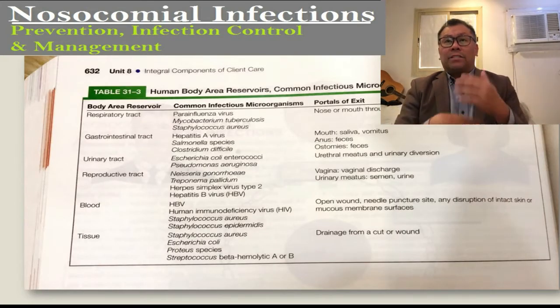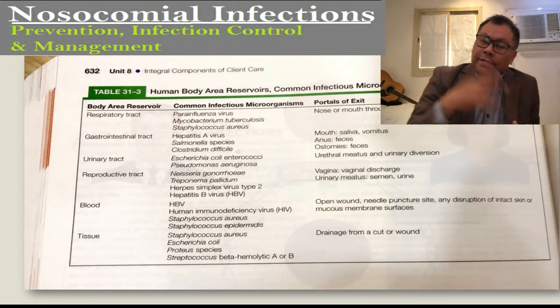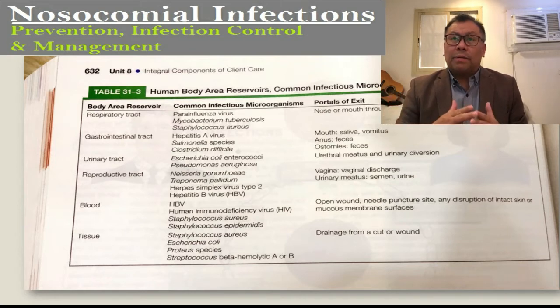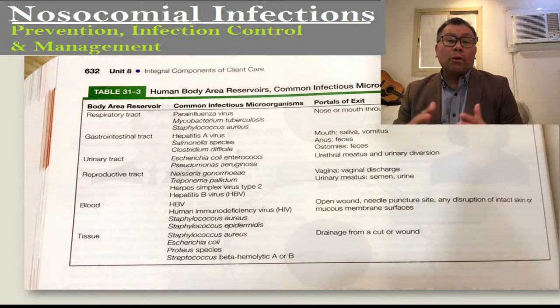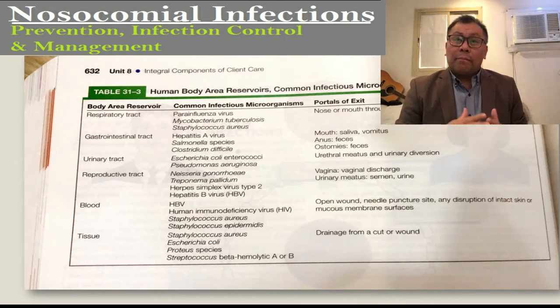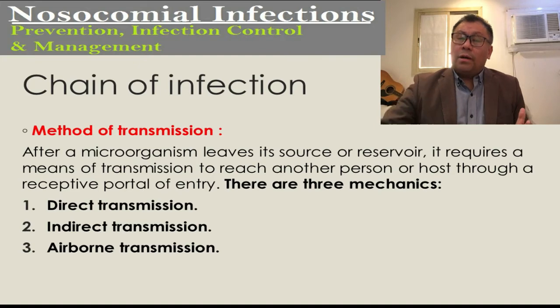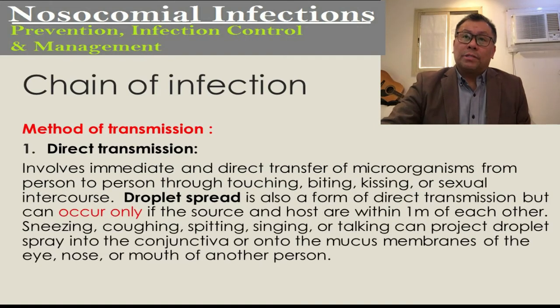So we have the chain of infection. After that, we have the method of transmission. So it will leave its source or the reservoir. It requires a means of transmission to reach another person or host through a receptive portal of entry. There are three mechanisms of transmission. It's either direct transmission, indirect transmission, or airborne transmission.